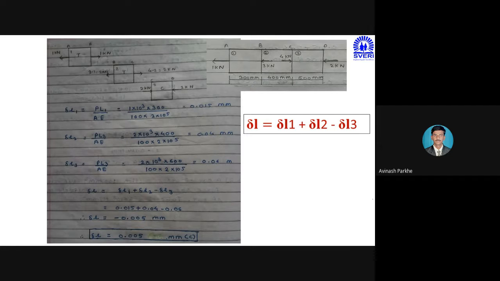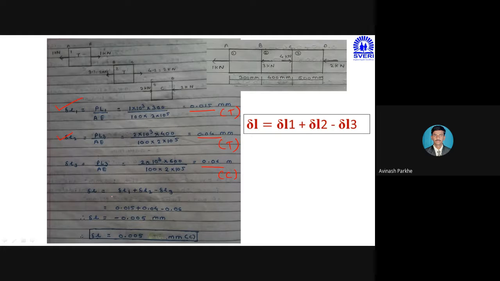Yes, it is C, means the answer is negative. So here, on the screen in front of you, I have calculated delta L1 separately. I got the answer 0.015 mm. Here I will write T. Similarly, delta L2 I have calculated separately: 0.04, again it is T. Delta L3 I have calculated separately. It is compressive because the third section is under compression.